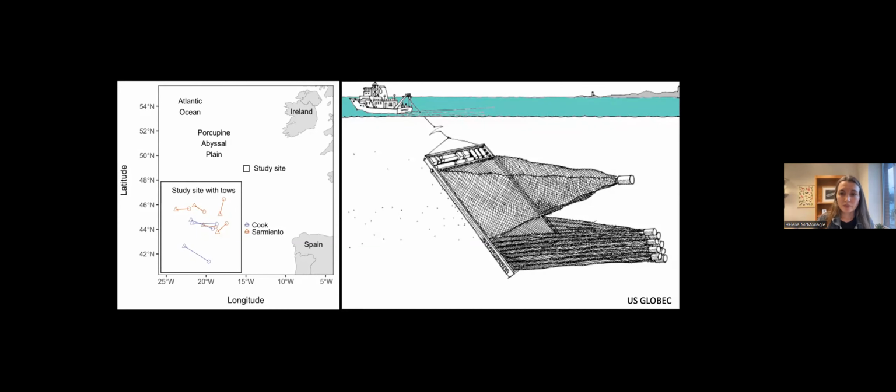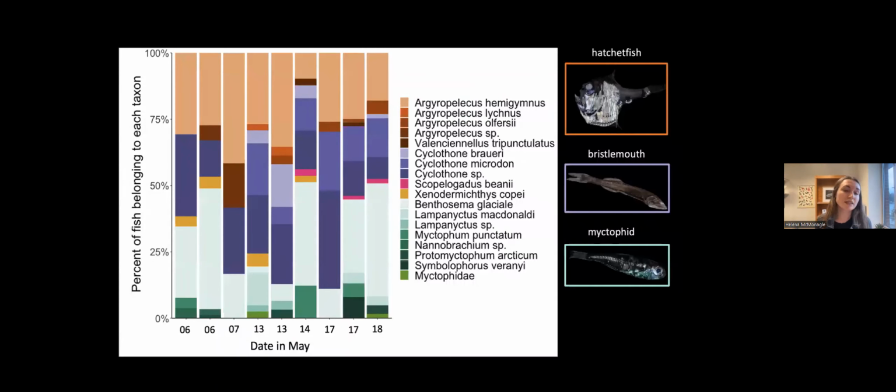And so if we look at what these nets caught, we see here some taxonomic information about the catch. On the x-axis are the different tows that we did with the larger of the two nets, and the identifications were done with both morphology and genetic identification. And you can see that the majority of the fish belong to these three different fish families. The hatchetfish shown in the orange shades, bristlemouth shown in purple, and various different myctophid species shown in green.